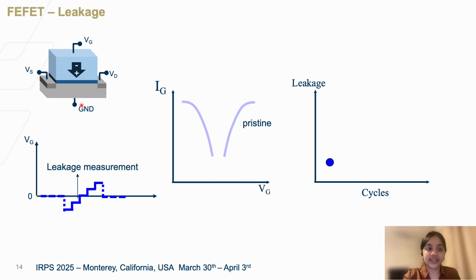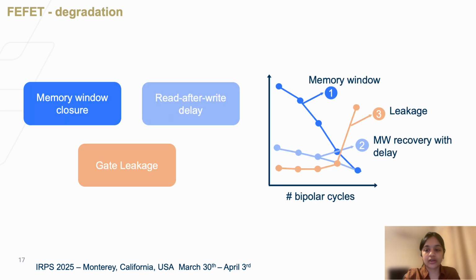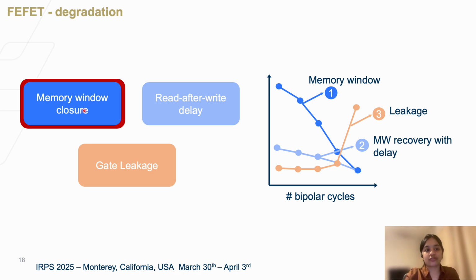We also have gate leakage. Here we perform a standard IG-VG measurement, and here is a schematic of the gate leakage. Initially, we have some gate leakage in the pristine fabricated state, and as we cycle the device with bipolar cycling, we see that the leakage increases. So we saw that these three are the key reliability challenges faced by these devices, and in this talk, I'm going to be specifically talking about one of these issues, which is memory window closure.